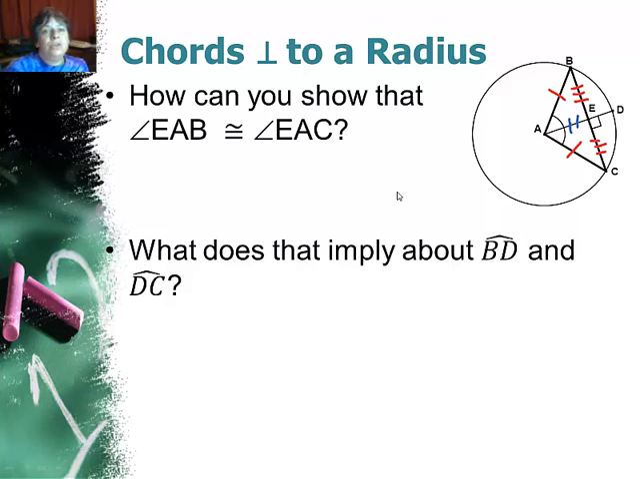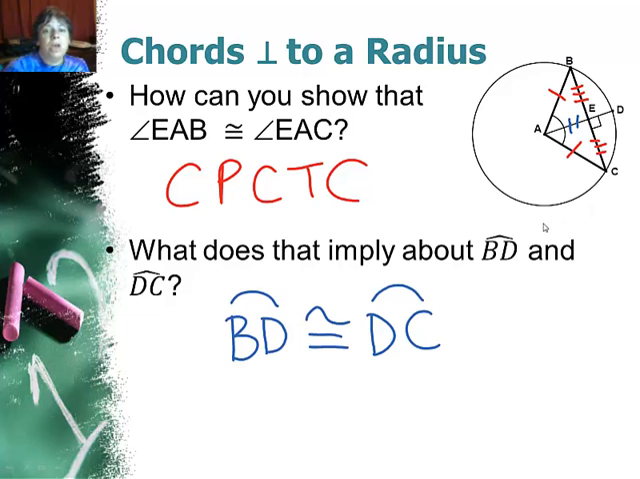Now, how can you show that angle EAB is congruent to angle EAC, to justify these congruent marks that are sitting up there already? Well, same thing, CPCTC, those are corresponding angles. Not only that, if that's a right angle and these two angles are congruent, then these two angles have to be congruent. So I could have just shown it by doing a substitution. So what does that imply about arc BD and arc DC? Well, they're going to be congruent because the angles that correspond to them are congruent, so the arcs are congruent.